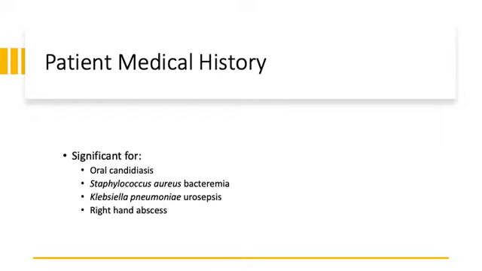His medical history was significant for multiple infections. This included oral candidiasis, Staph aureus bacteremia, Klebsiella pneumonia urosepsis, and right hand abscess. The correlation between these and the disease in the patient is supportive of a certain gene deficiency that we're going to look at later on in the presentation.